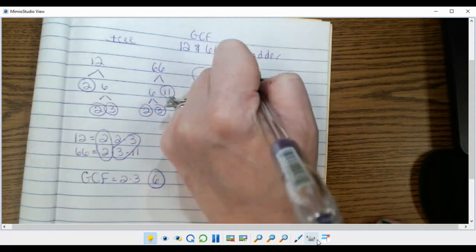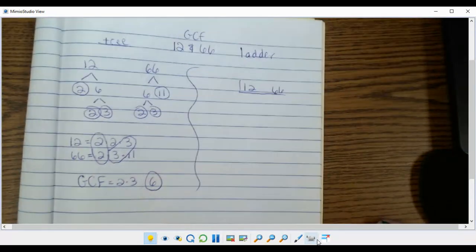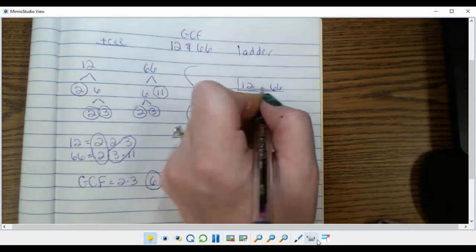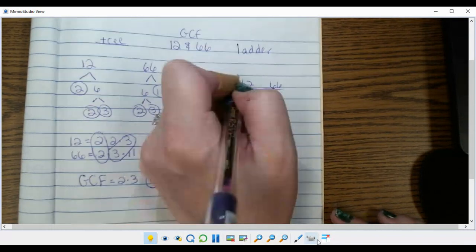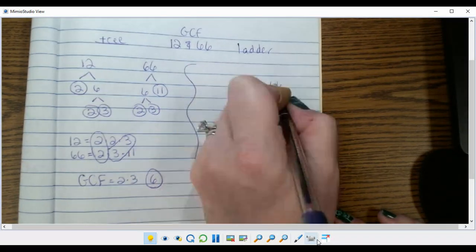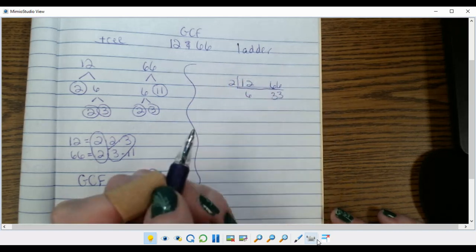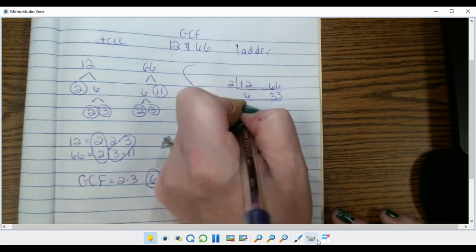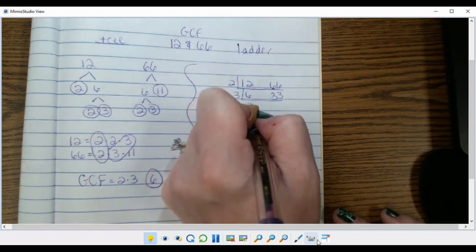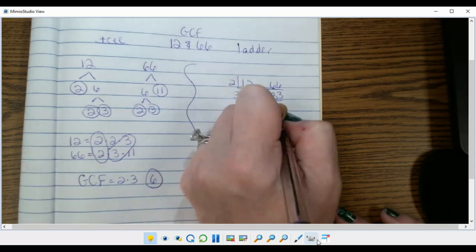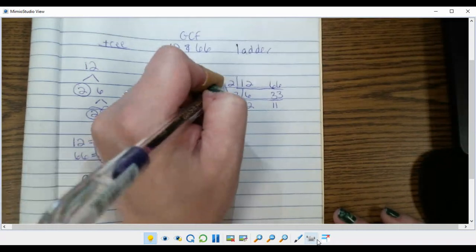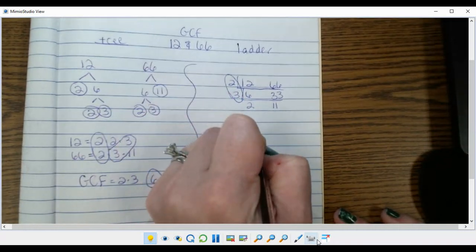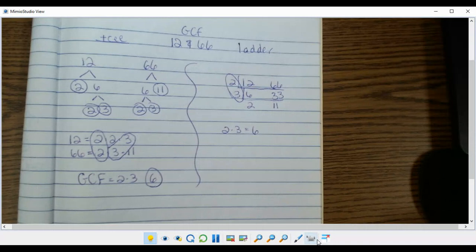Okay, so for the ladder, I'm going to put the numbers next to each other. Draw my rung. Find something that's in common. I don't know, 2. It's always a good place to start. 12 divided by 2 is 6. 66 divided by 2 is 33. Is there something in common? Yes. 6 divided by 3 is 2. 33 divided by 3 is 11. Is there something in common? No. 2 and 11 do not have anything in common except the 1. So the GCF is the stuff on the side multiplied together. And coincidentally, we got 6 for our answer again.